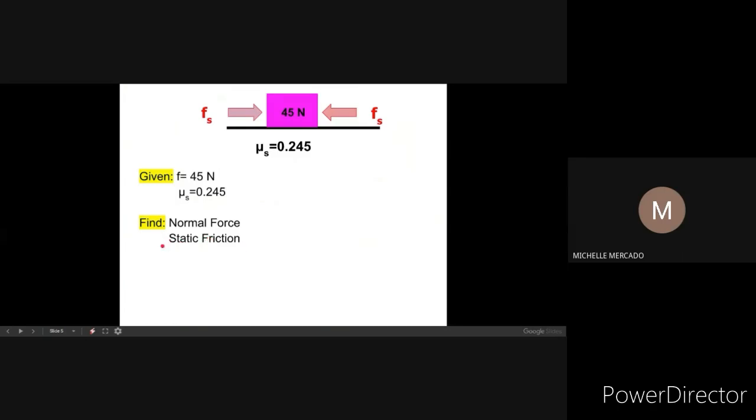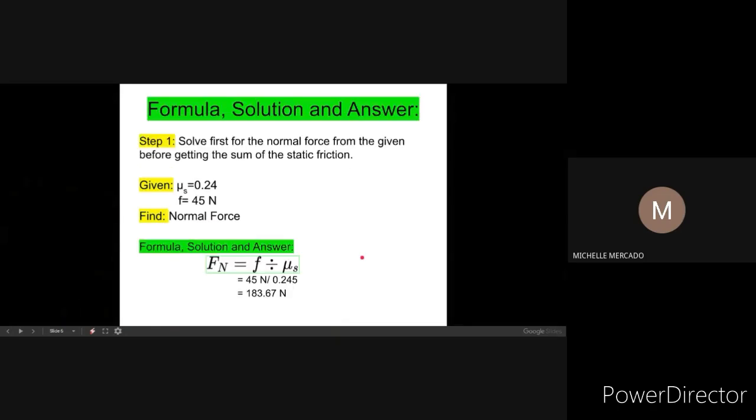Next, we're going to find the normal force as well as the static friction. In order to find the static friction, first we're going to find the normal force of the object. So step 1: we solve the normal force from the given before getting the static friction. The given coefficient of static friction is 0.245, and the given friction is 45 Newton. The formula we're going to use is normal force equals static friction divided by the coefficient of static friction.